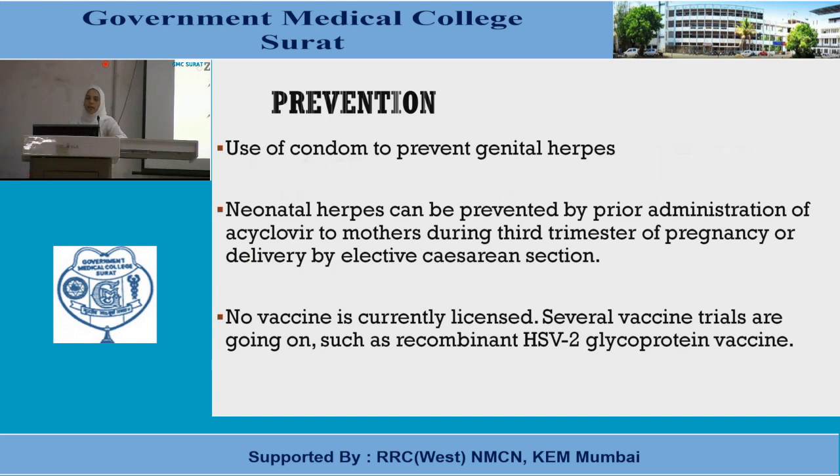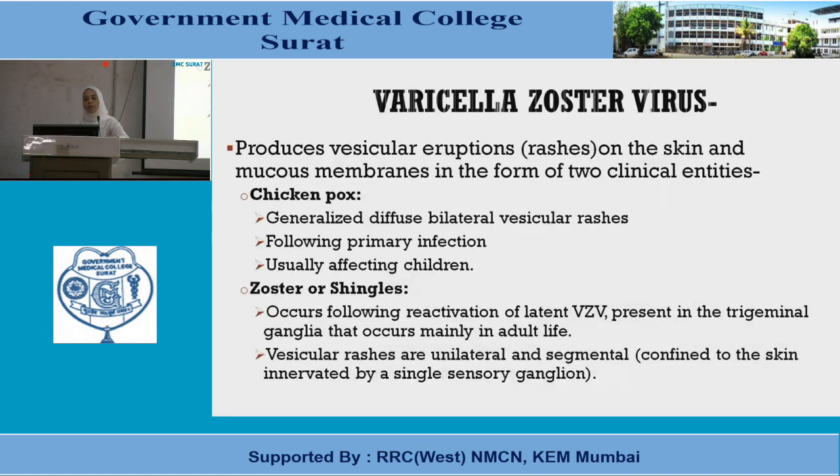Now coming to another group, which is varicella zoster virus. It produces vesicular eruptions or rash on the skin and mucous membrane, and you can find two different clinical entities. One is chickenpox and one is shingles. You must have heard of chickenpox, but shingles or zoster is also another word which is more commonly seen in the Western world. We had more of chickenpox, right? But you need to understand both.